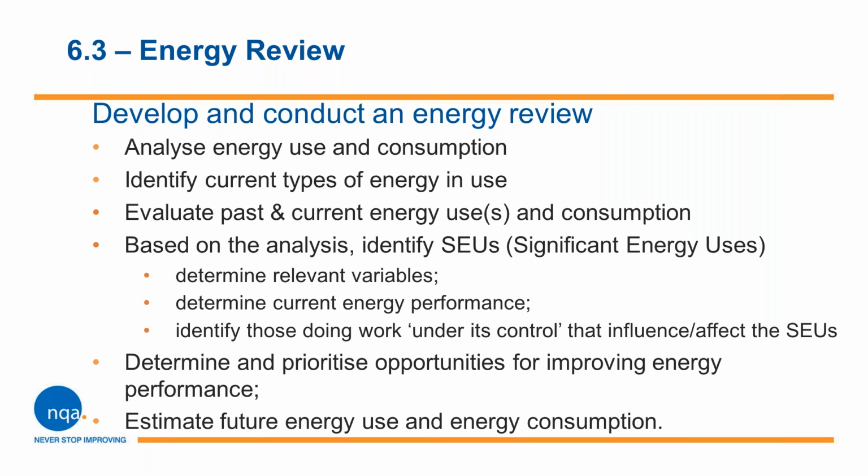And then we need to identify those people who work under your control. So that might be staff, probably will be staff. It might be contractors, suppliers, other people working on site that you can control that may also have an influence or an effect on that process. So look at the variables, look at what we're doing currently, and identify those people who can also have an impact or can influence that.